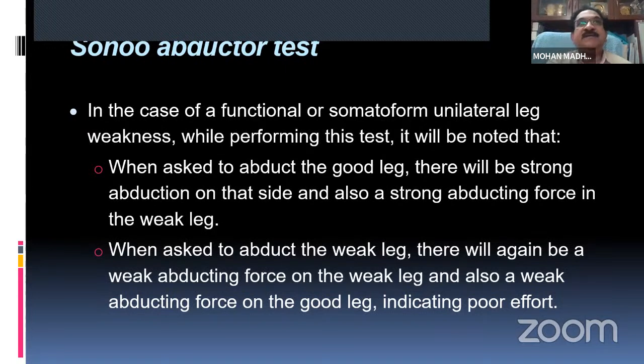But one pitfall you should always keep in mind is that Hoover's test can be falsely positive in persons with hemineglect. Years back, I made a mistake when I suspected functional hemiplegia and the Hoover's test was positive. But the patient ultimately turned out to have a right parietal lobe tumor, because the patient had hemineglect. When there is hemineglect, the Hoover's test will be falsely positive because the patient is not going to put in any effort, neglecting the side, even though the power is normal. So it apparently looks like a hysterical weakness. This pitfall you should be aware of.